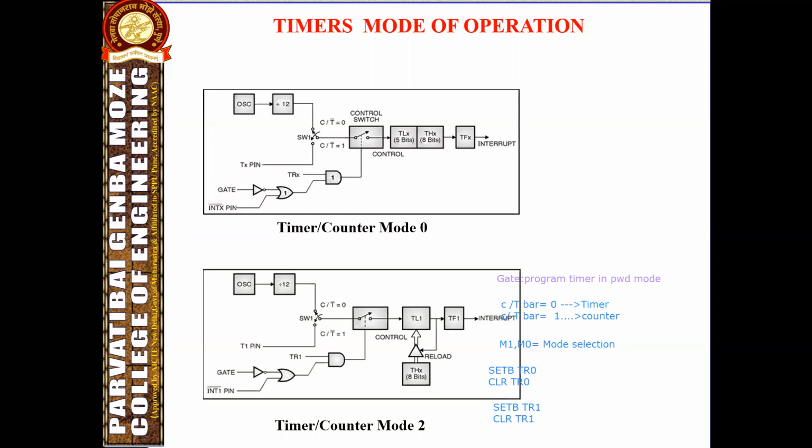In mode 0, the timer operates as a 13-bit register, that is TL 5-bit and TH 8-bit. The 5 bits in the TL act as a divide-by-32 prescaler to TH, which is the 8-bit counter. The figure shows the timer and counter in mode 0. Here the timer is enabled, TR equal to 1, and GATE is 0.